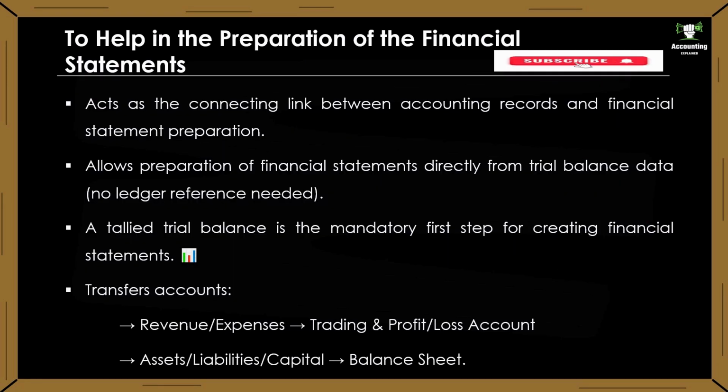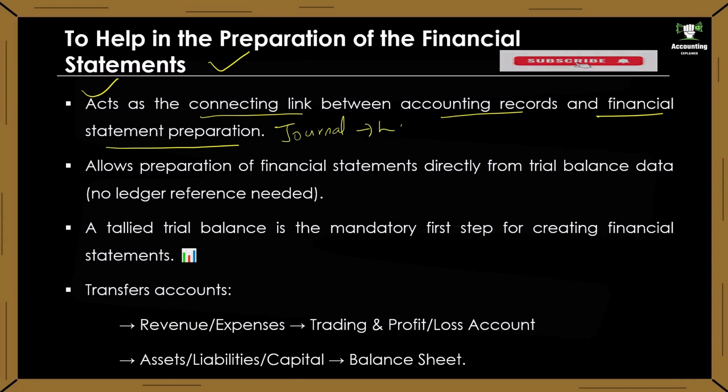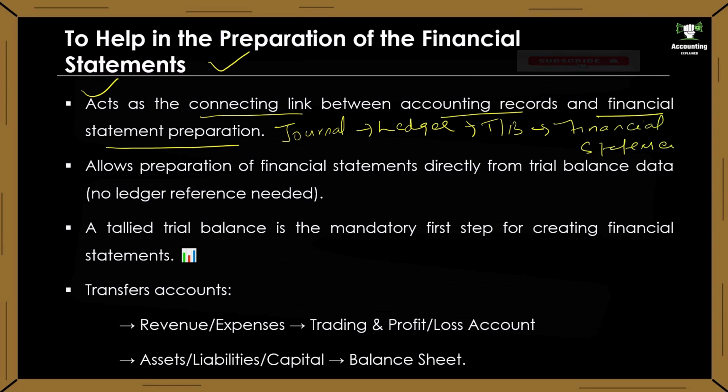Students, now we are going to see how a trial balance is going to help the business in the preparation of the financial statements. First point is, it acts as a connecting link between accounting records and the financial statement preparation. We all know that first we have to prepare the journal, pass the journal entries, then we have to do the ledger posting. After that we can prepare the trial balance, which is very much important and which cannot be skipped. From the trial balance, we will prepare the financial statements.